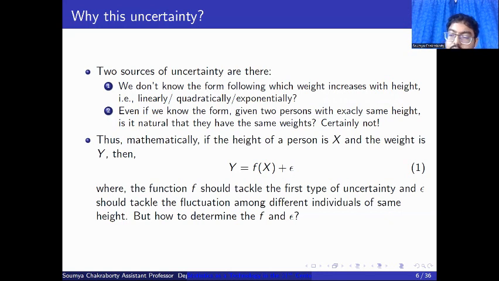given two persons with exactly the same height, is it natural that they have the same weights? Certainly not. Suppose there are two persons who are exactly 6 feet tall. Can you ensure that their weights will be exactly the same? Certainly not. So let us now rephrase this relationship mathematically. Suppose the height of a person is x and the corresponding weight is y. Then we may rephrase it as y = f(x) + epsilon, where f is a function.